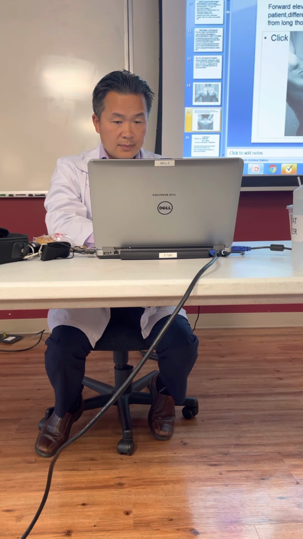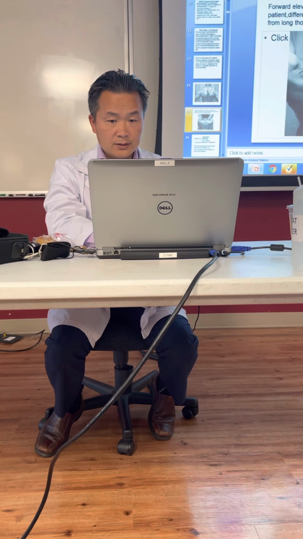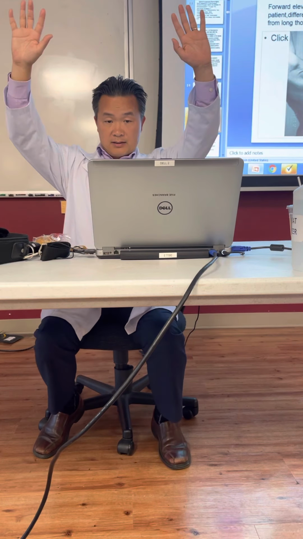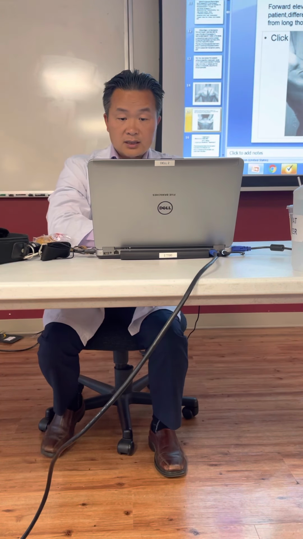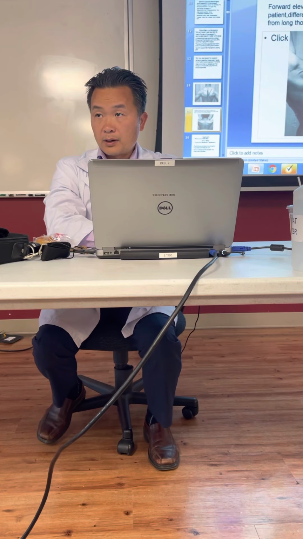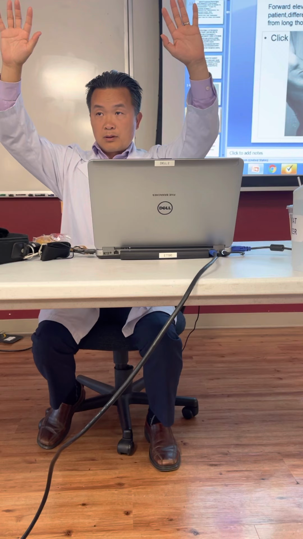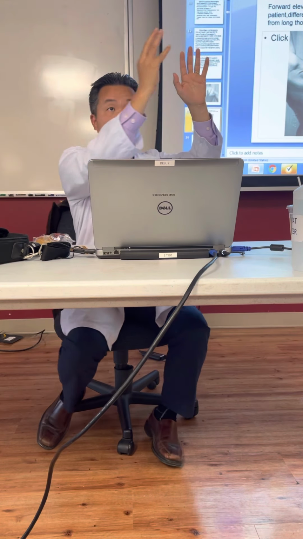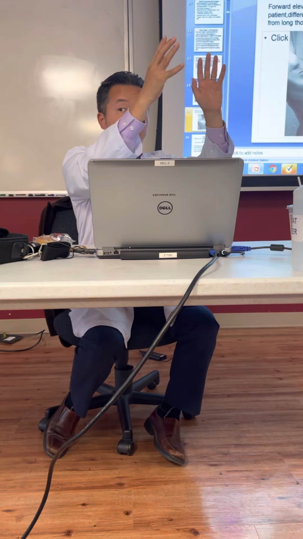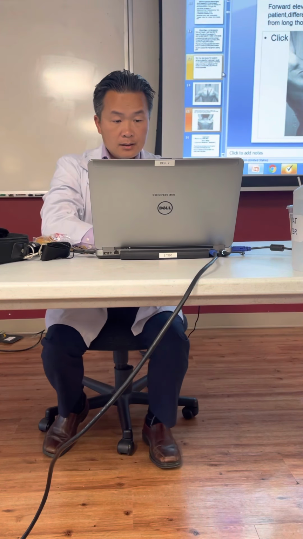So forward elevation does not result in winging in this patient, differentiating spinal accessory nerve palsy winging from long thoracic nerve palsy winging. So a patient with spinal accessory nerve damage, when you raise the arm up, does not show winging of the scapula. But in people with long thoracic nerve damage, when you raise the arm up, you might see the scapula winging out from the side. Okay.